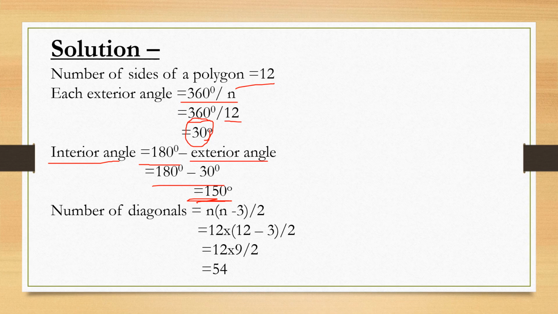Let us calculate the number of diagonals, that is equal to n(n minus 3) upon 2. That is 12 into (12 minus 3) whole upon 2. When you solve, you get the number of diagonals as 54.